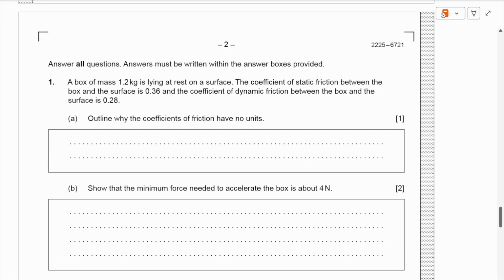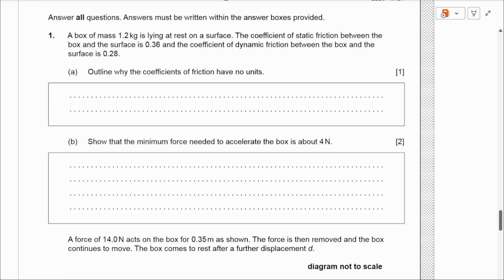Okay, and then the time zone 3 mechanics question: we have a box of 1.2 kilograms lying at rest on the surface. We're told the coefficient of static friction and the coefficient of dynamic friction. And in part A, we need to outline why the coefficient of friction has no units. So we need to remember that the coefficient of friction is basically just the ratio of the frictional force and the normal force, like this.